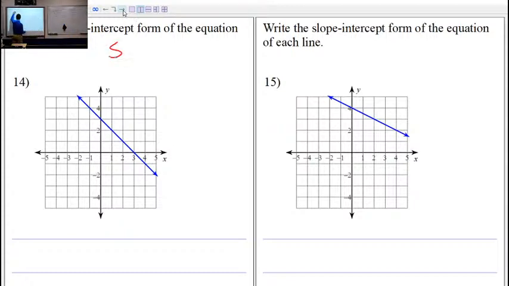Same steps. I want to figure out what my slope is. I want to figure out what my y-intercept is. We'll start with the y-intercept. This time I just want to look at the y-axis and figure out where the line passes it. It passes it right here. That point is at (0, 3). There's my y-intercept.